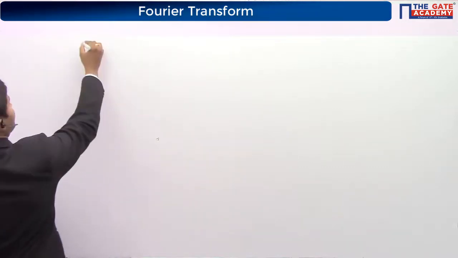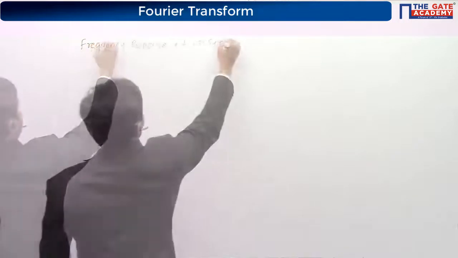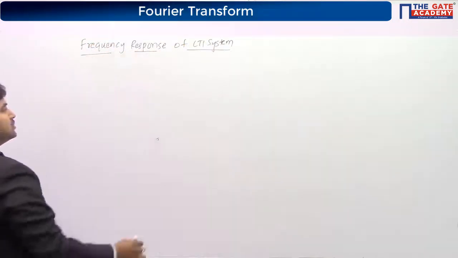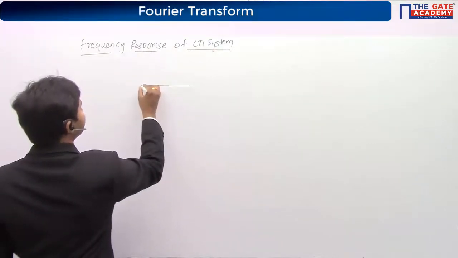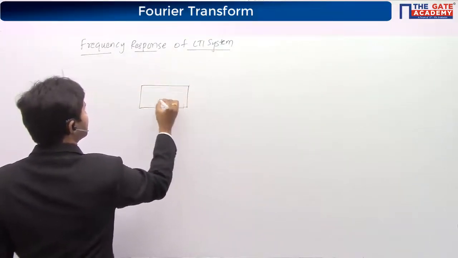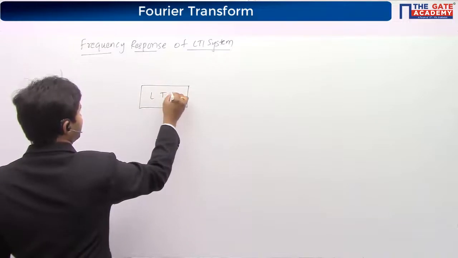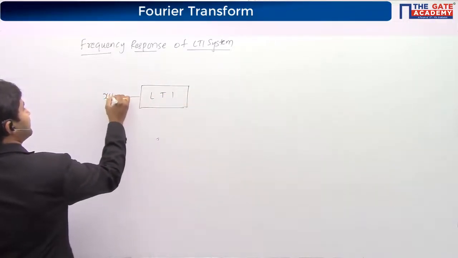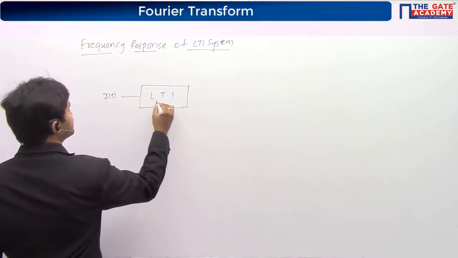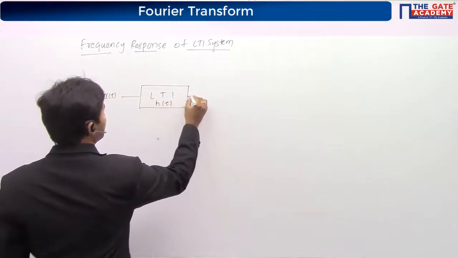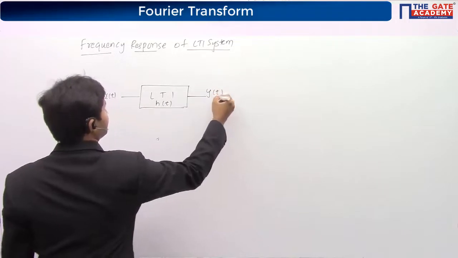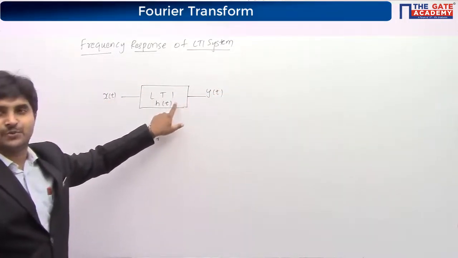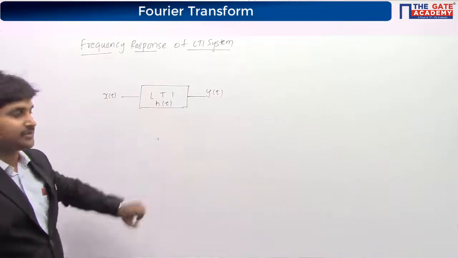Next, please write down the frequency response of the system. Frequency response of an LTI system. Right. So let us consider an LTI system. LTI is nothing but a linear time invariant system. If I consider the input to be x of t, the impulse response of the system as h of t, and the output as y of t. So the input is x of t, the output is y of t, and the impulse response of the system is given by h of t.